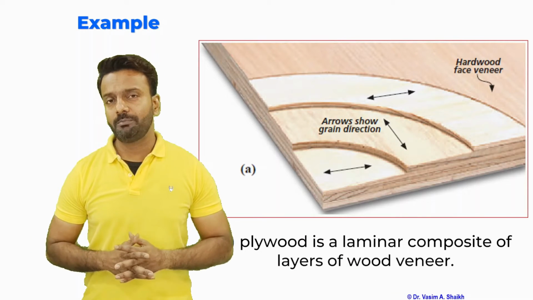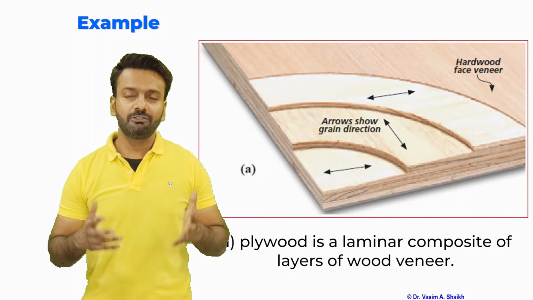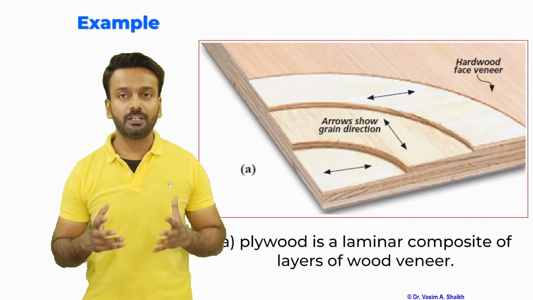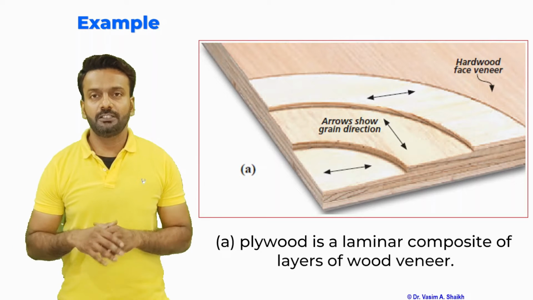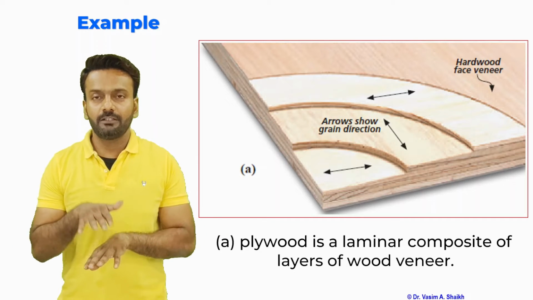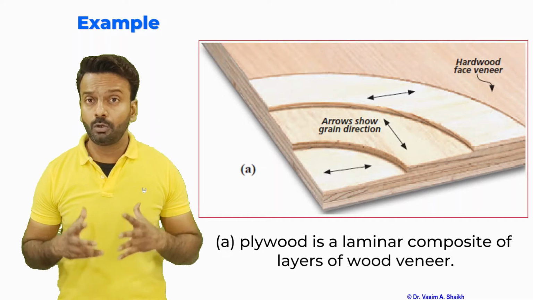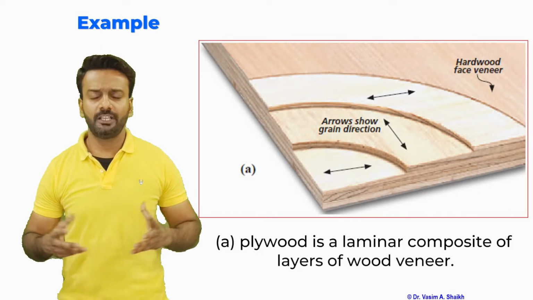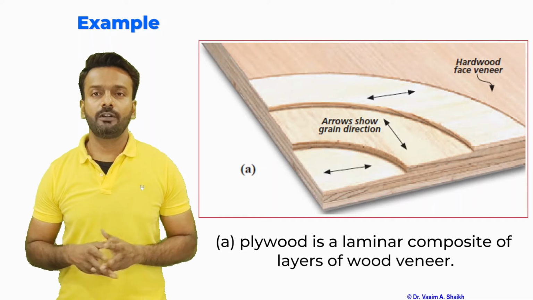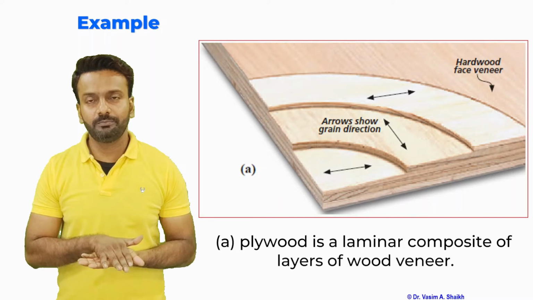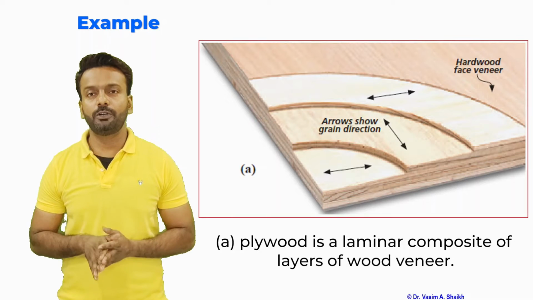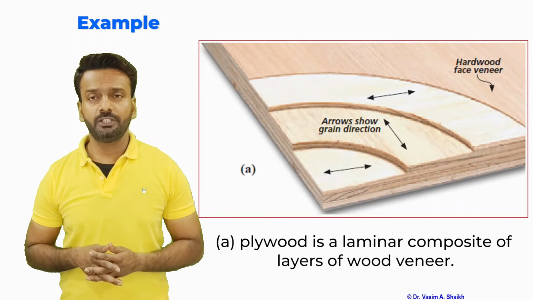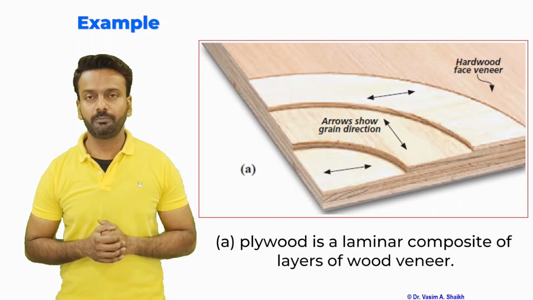Another very common example of composite material which we see in our day-to-day life is plywood. Plywood is made out of wood veneer. These veneers are arranged in different layers on top of each other. Then they are glued together with the help of resin or glue, or they are glued together by using some pressure. Here the orientation of the veneer is also very important. Based on the orientation of the veneer, you get a good amount of strength in the plywood.